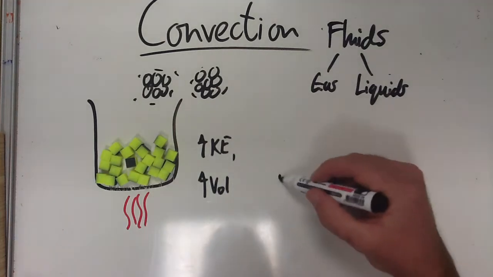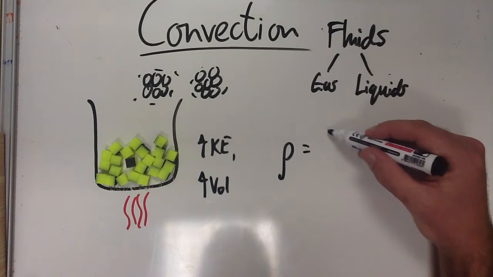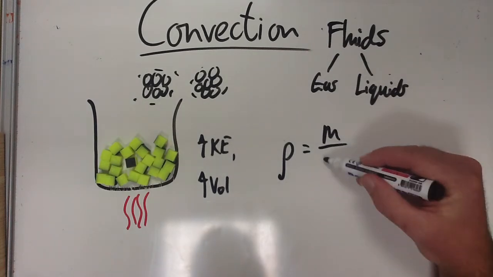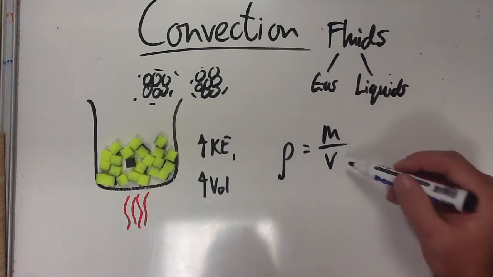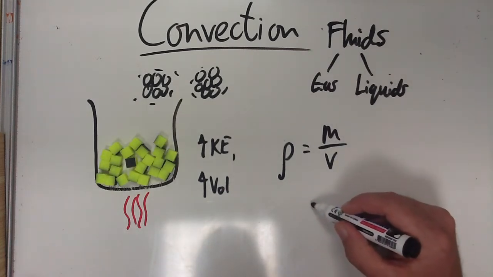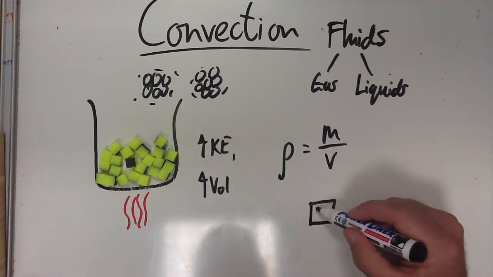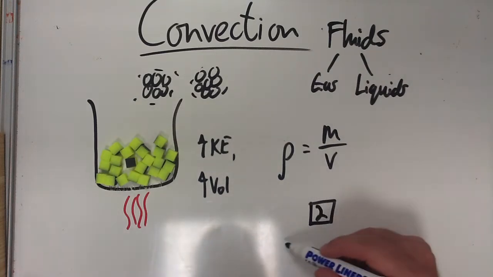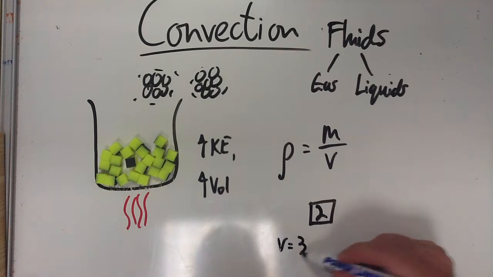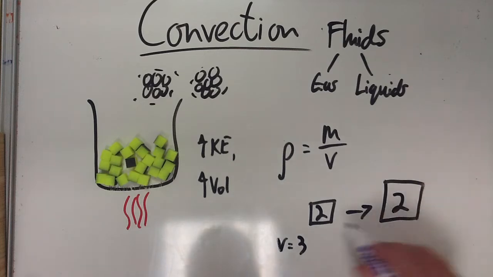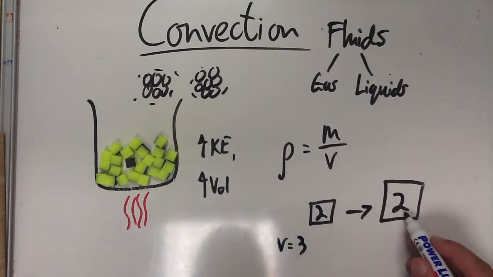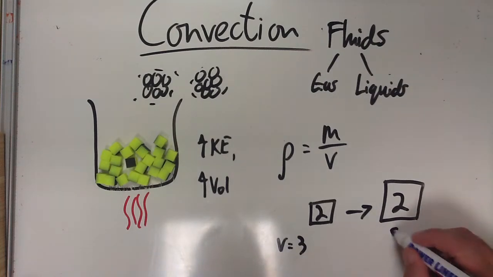Now this will affect the density. The density is calculated as the mass per volume, so the amount of stuff, the amount of matter, over the amount of space it takes up. Think of it this way. If we have a mass of 2 arbitrary units and a volume of 3, when I heat this up, the mass will still stay the same, but I've increased the volume. So let's say I increase it to 8.